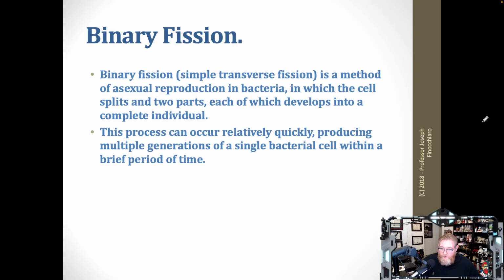Binary fission, or simple transverse fission, is a method of asexual reproduction in bacteria in which the cell splits in two parts, each of which develops into a complete individual. This process can occur relatively quickly, producing multiple generations of a single bacterial cell within a brief period of time.